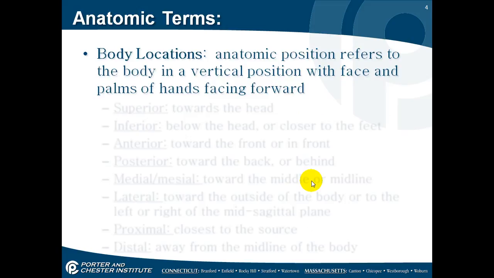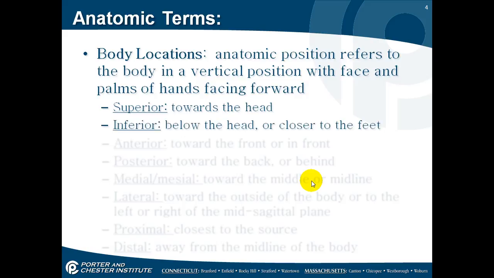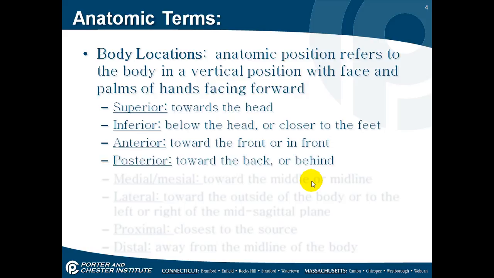Anatomical terms include body locations. Anatomic position refers to the body in a vertical position, standing up straight, with the face and palms of the hands facing forward. In this position, we would call the uppermost part of the body the superior plane, that towards the head. The opposite is inferior, that's below the head, closer to the feet. Anterior refers to the front or in front of, while posterior means towards the back or behind.